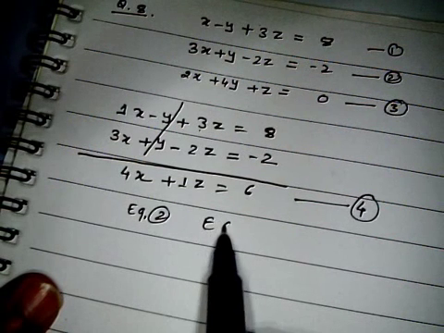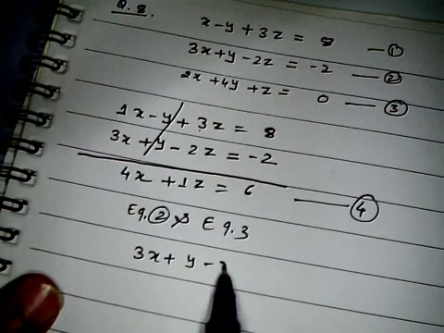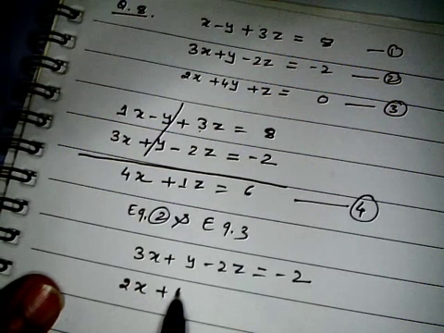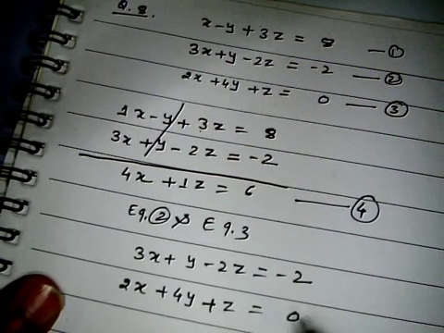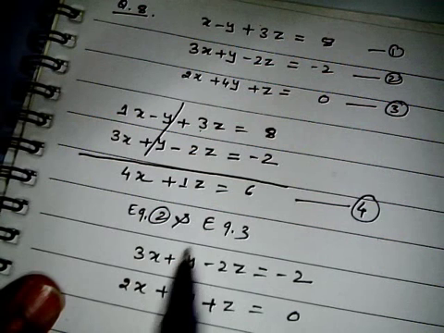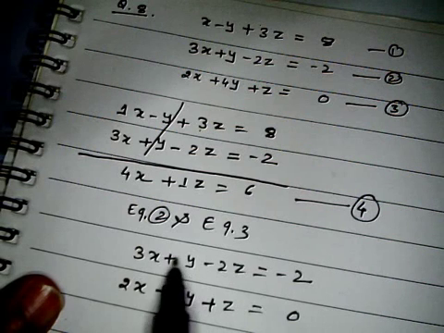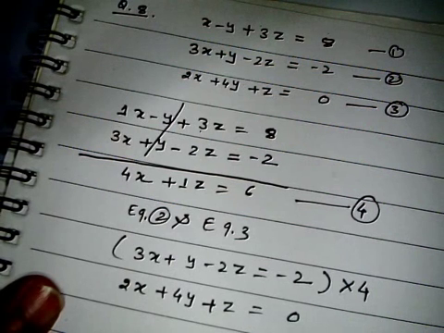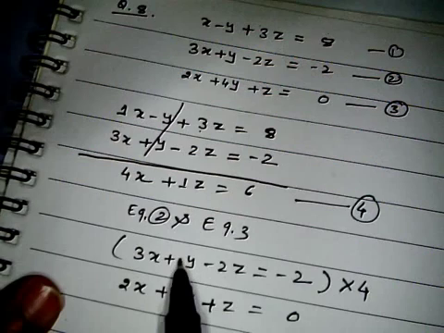So I have picked up the second equation, 3x plus y minus 2z is equal to negative 2, and the third equation is 2x plus 4y plus z is equal to 0. Now to eliminate y here, I first need to make the y coefficient the same. Here it is y and here it is 4y, so it means this equation I need to multiply by 4 to bring it to 4, correct. And this equation we are not required to change because here it is already 4, and when you multiply this by 4, here 4 will come, correct. So I am going to multiply this equation and write it over here.